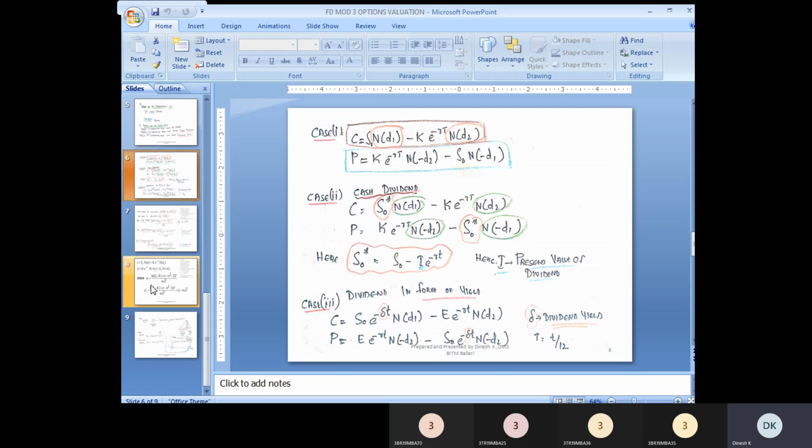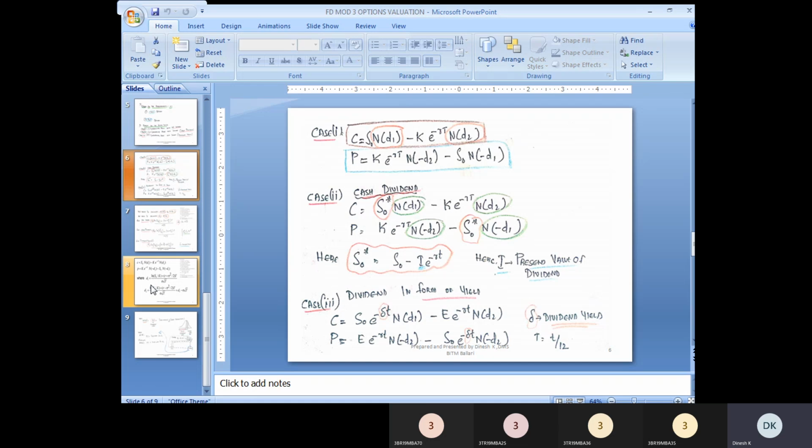Okay. So that is one thing. Then when it comes to the put option, P equals exercise price E into e to the power of minus RT, N of minus D2, minus S naught into e to the power of minus delta T, right? The whole right hand part will come onto the left hand side here. So this is how it works in the case of dividend yield. What happens in the case of dividend yield is we multiply S naught by e to the power of minus delta T, one adjustment.